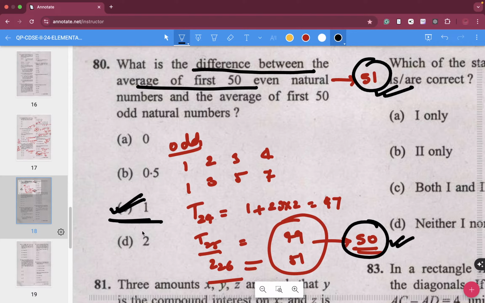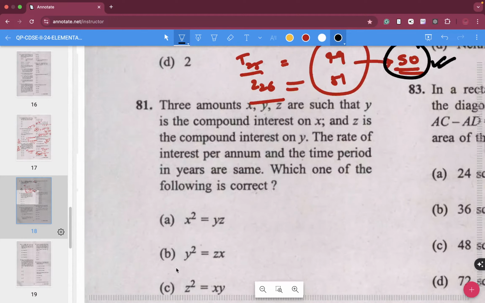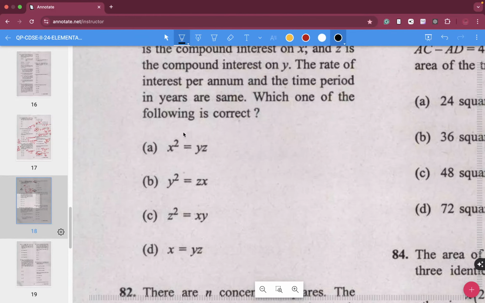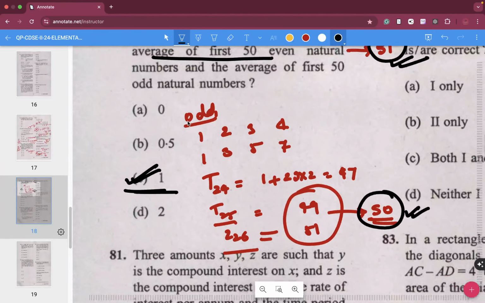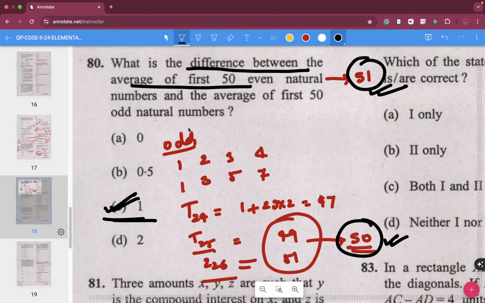I hope you guys understood, right? And we shall meet once again, and we shall finish off the rest of the questions, from question number 81 till 100 is what we are going to do.